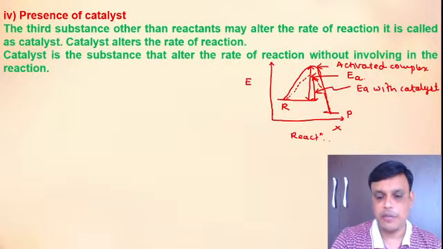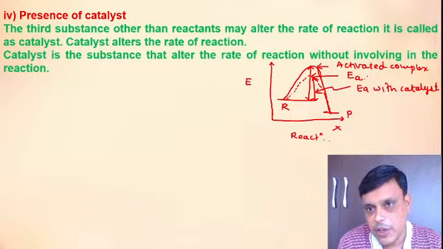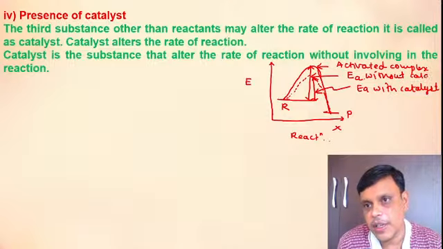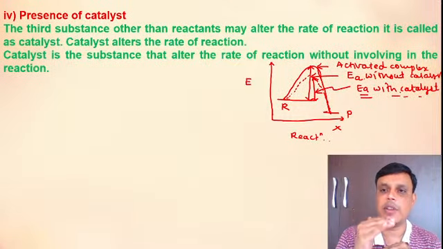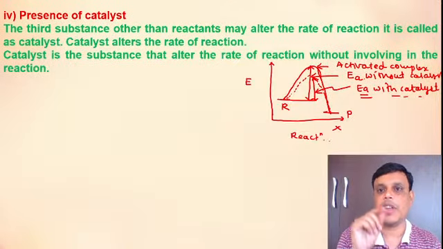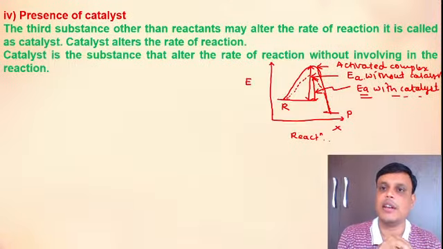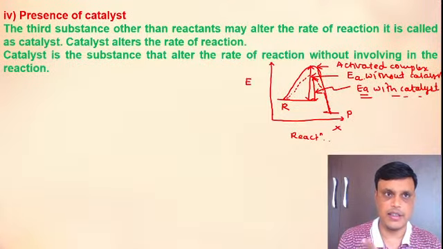So this is the first case that we have seen. This is the energy of activation without catalyst, and this low energy of activation is with catalyst. So in the presence of a catalyst, the energy of activation is reduced, and as it is reduced, the rate of reaction increases. That you know very well, because the energy of activation is inversely proportional to the rate of reaction. So in the presence of a catalyst, the rate of reaction increases. This is the fourth point.